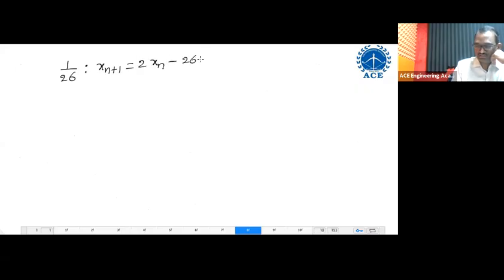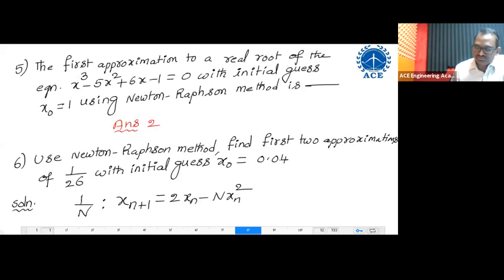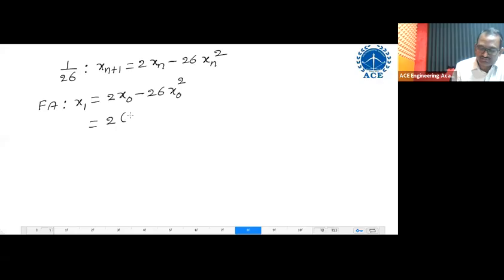Capital N means 26, xn square. Now, the first approximation is denoted by x1. To get x1, take n is equal to 0. That is 2x naught minus 26 x naught square: 2 into x naught value 0.04, minus 26 into 0.04 whole square.